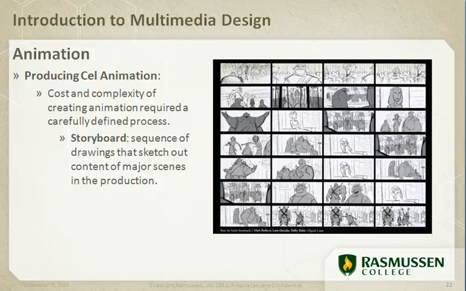Producing cell animation can be costly and complex. Some areas that we need to talk about here are the process in which it was created. The first stage of which is the storyboard, which is a sequence of drawings that story artists would sketch out to map out the story that was going to be told.